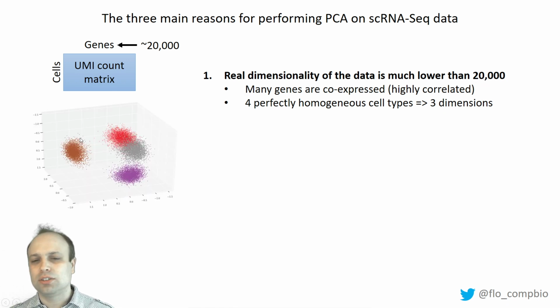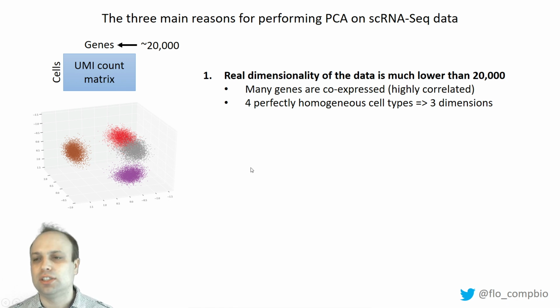So this is kind of the picture. Let's imagine each cell type is like this cloud, and maybe the reason why there's a cloud is because of technical noise. But you see all these 4 clusters, they all live in this 3-dimensional space. So we only need 3 dimensions to represent all the expression information in that matrix, even though you might measure 20,000 genes.